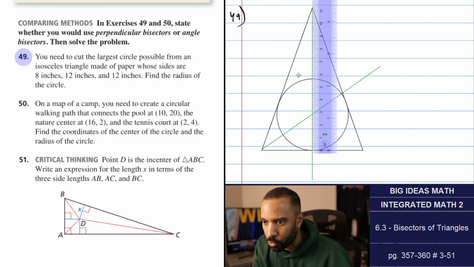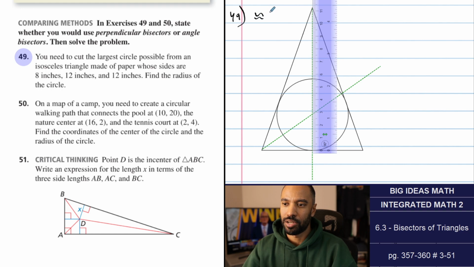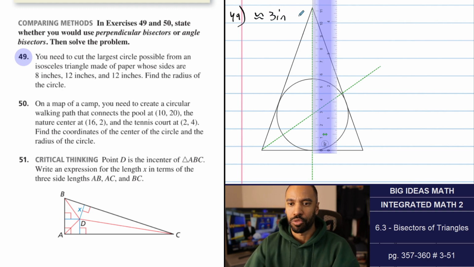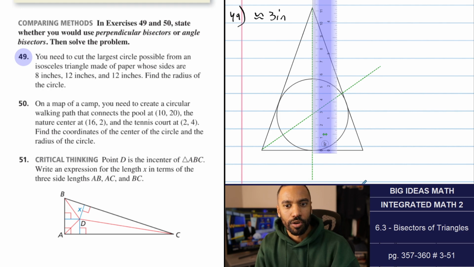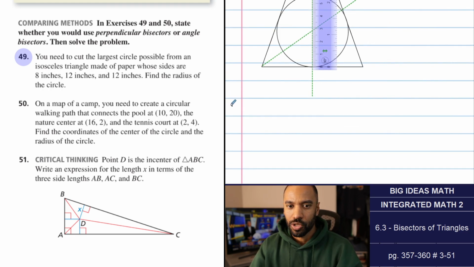pretty close to 3. It's a little under 3 inches. So a little under 3 inches, about 3 inches there. So that's what I'm going for, radius of the circle, about 3 inches. All right. So number 50.